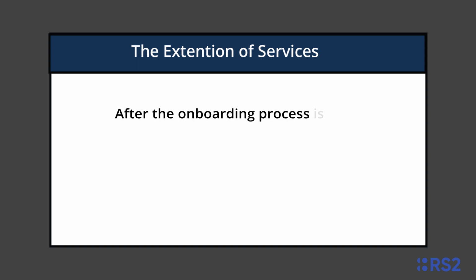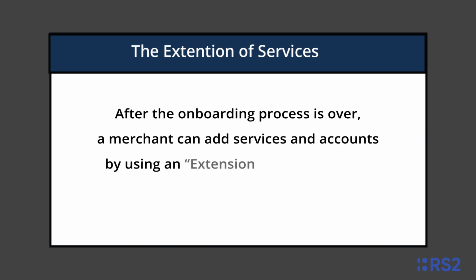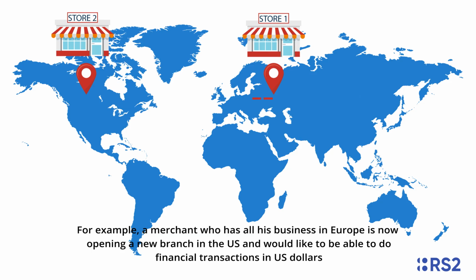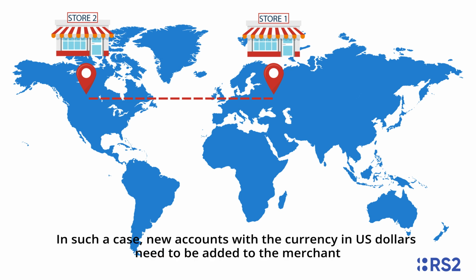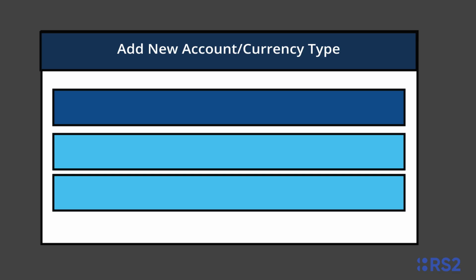After the onboarding process is over, a merchant can add services and accounts by using an extension of services mask. For example, a merchant who has all his business in Europe is now opening a new branch in the US and would like to be able to do financial transactions in US dollars. In such a case, new accounts with the currency in US dollars need to be added to the merchant.